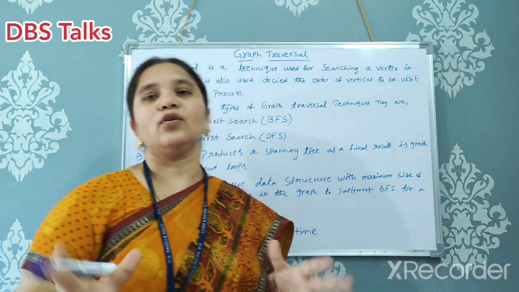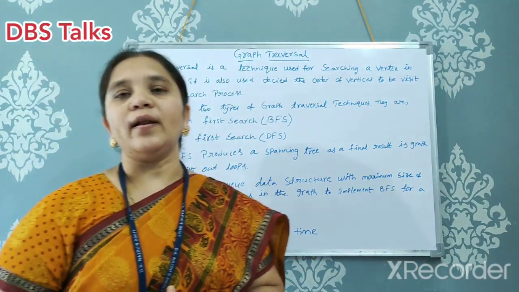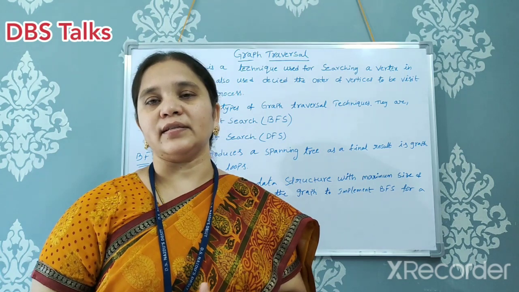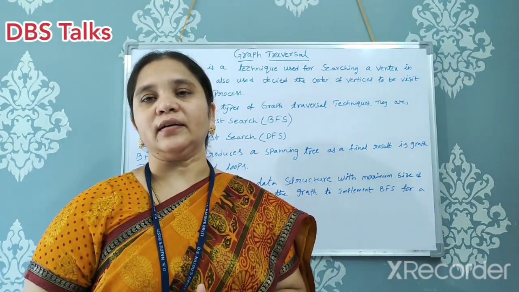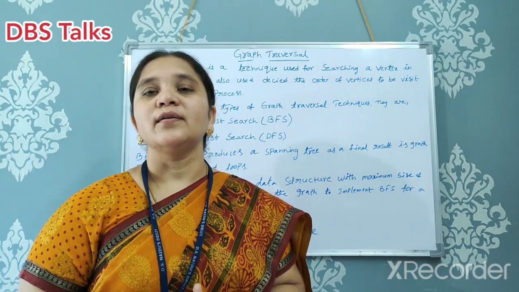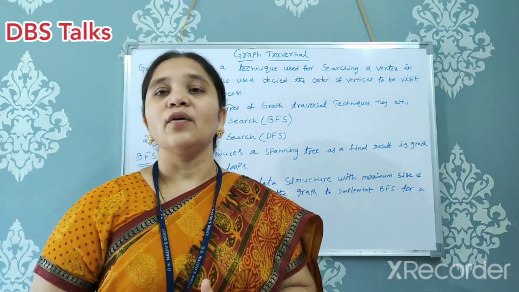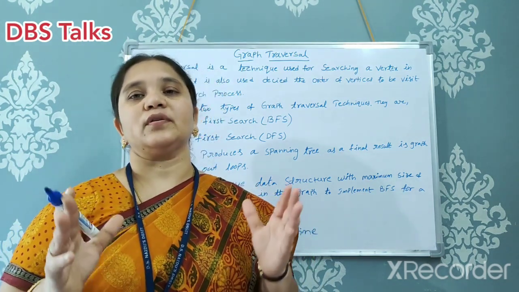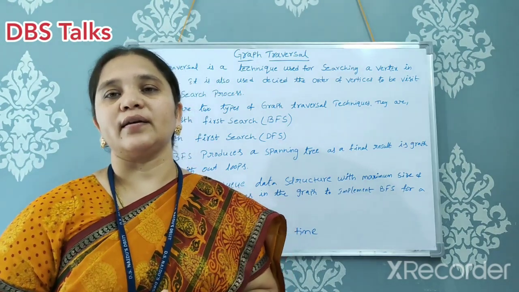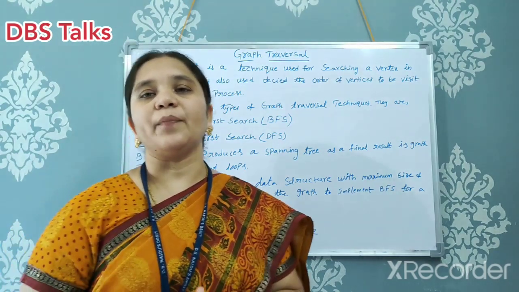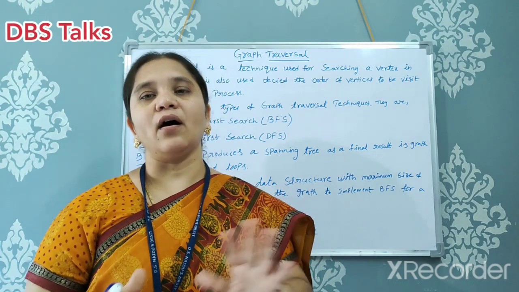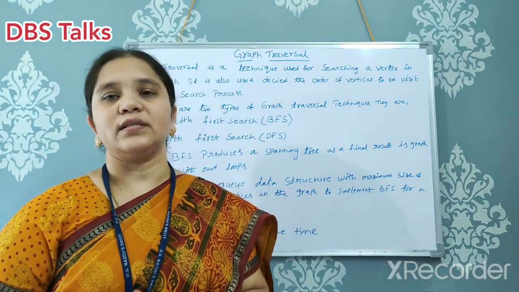Suppose we take a closed graph. While performing the BFS traversing technique, it will produce output like a spanning tree. So what is a spanning tree? It is a tree without loops in a particular graph. That is the output of breadth first search.